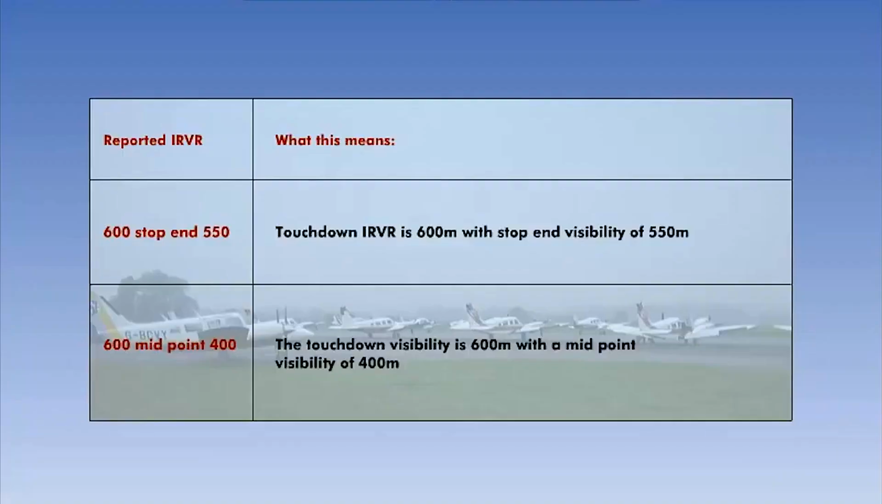If only 2 readings are given, the first relates to touchdown, and the second is prefixed as follows. 600, stop end 550 means the touchdown visibility is 600 meters, with a stop end visibility of 550 meters. Similarly, 600 midpoint 400 again means the touchdown visibility is 600 meters. But this time the midpoint visibility is 400 meters.